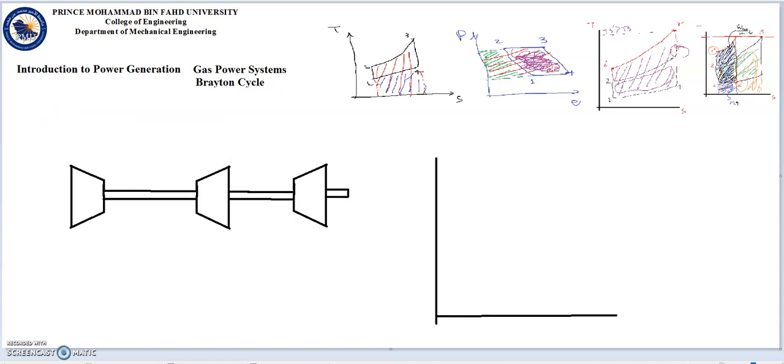But another application of the gas power systems, more interesting than the vapor power system, is the use of a second combustor, a reheat combustor. So after our initial compression of 1 to 2 and our initial combustion 2 to 3, we can add more heat in a second combustor from 4 to 5 and then have another turbine generating more work. So we offer heat here and we offer heat here.